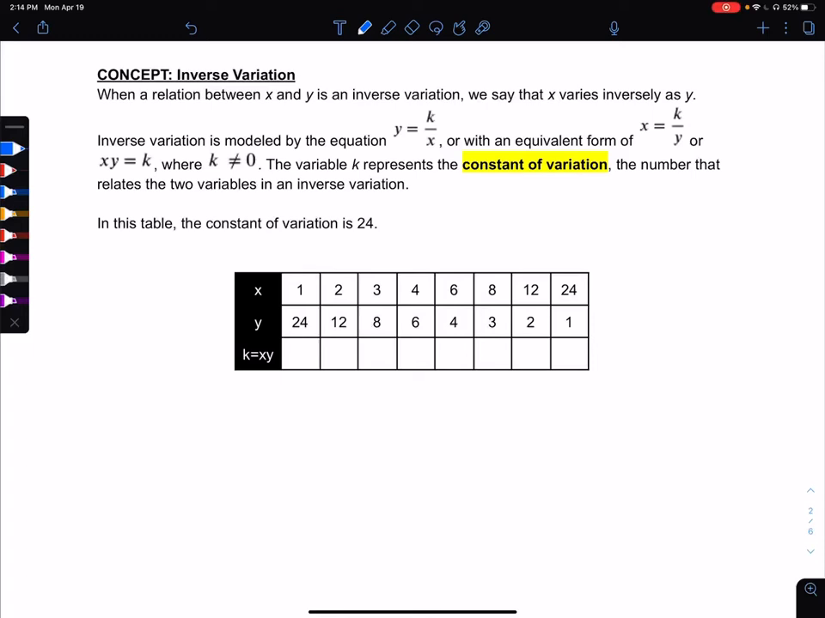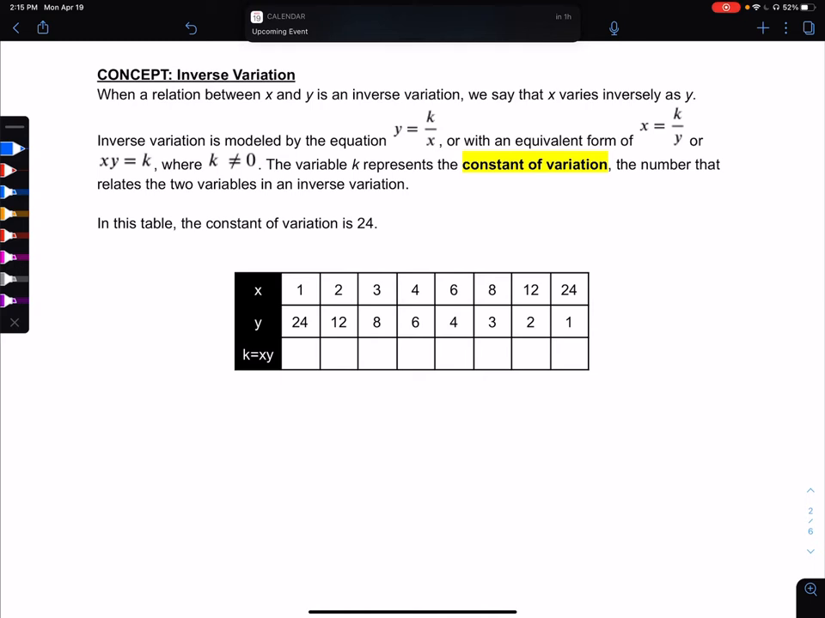In this video, we're going to look at the concept of inverse variation, and I just want to go over kind of what's going on here. When a relation between x and y is an inverse variation, we say that x varies inversely as y. Inverse variation is modeled by the equation y equals k over x, or with an equivalent form of x equals k over y, or x times y equals k, where k cannot be equal to 0.